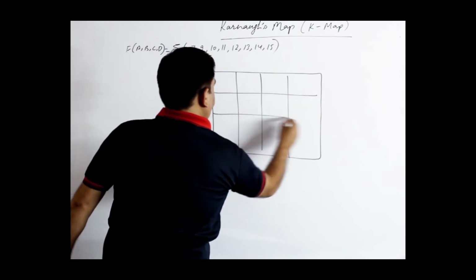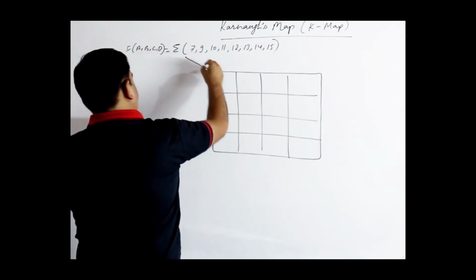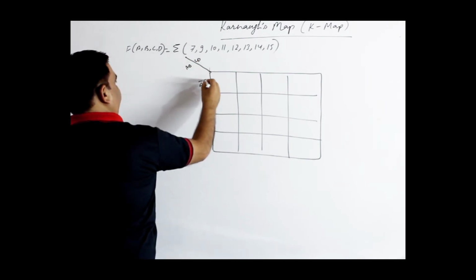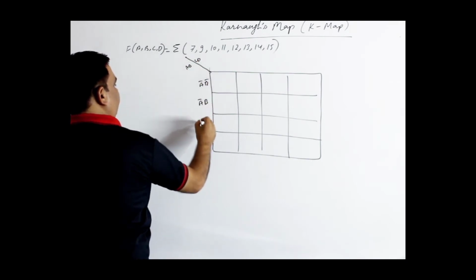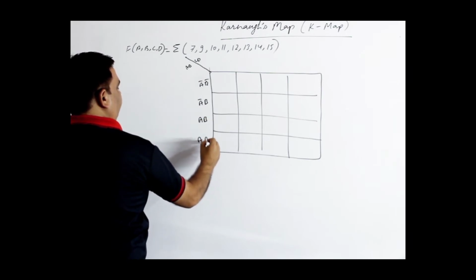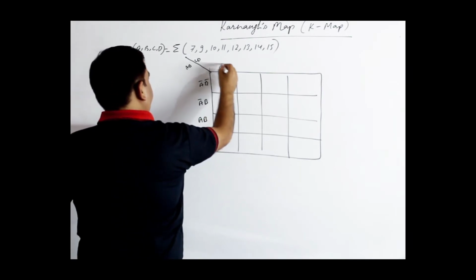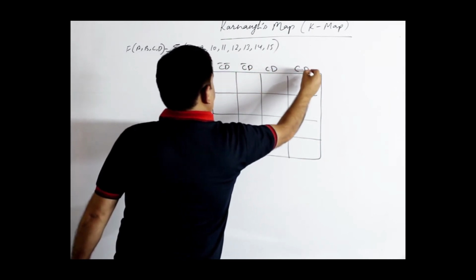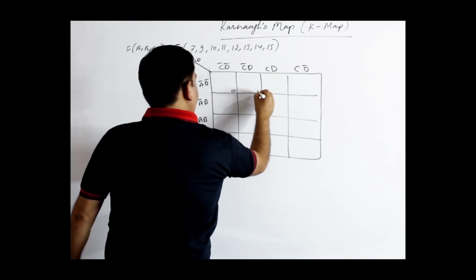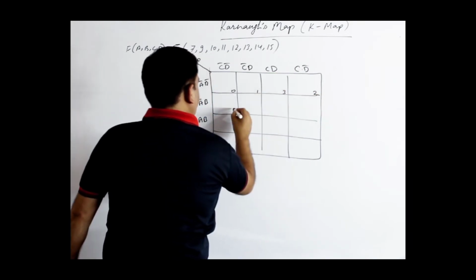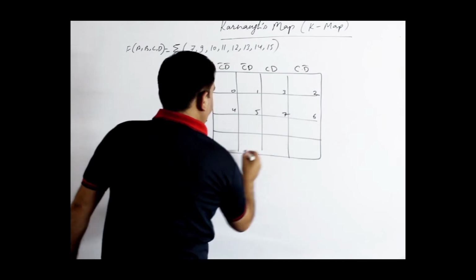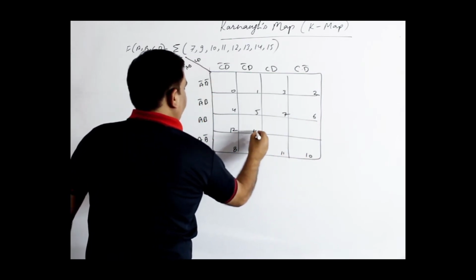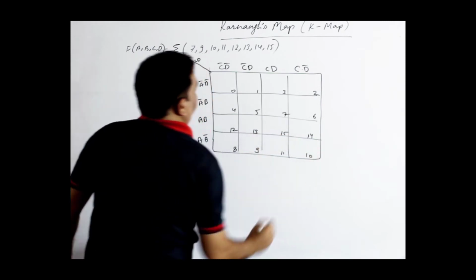Already we have discussed how to form this. We have 4 variables A, B, C, D. Here write A complement B complement, A complement B, AB and AB complement, C complement D complement, C complement D, CD and CD complement. These are the designations: 4, 5, 7, 6, 8, 9, 11, 10, 12, 13, 15, 14.